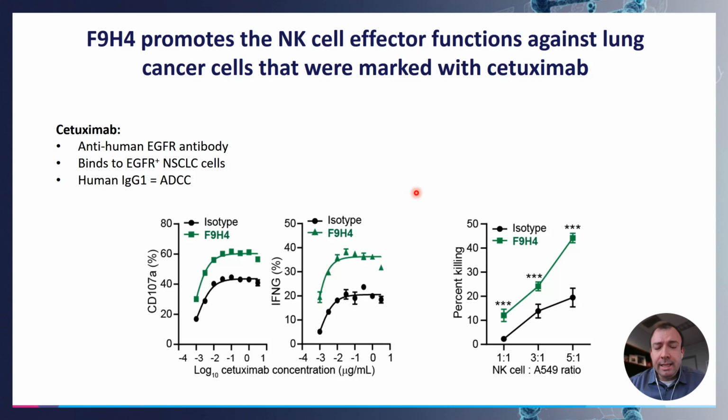Well, CD16A is the receptor that triggers ADCC. And since we are increasing the amount of CD16A on the surface of NK cells, the logical consequence is that they can kill tumor cells better by ADCC, which is exactly what we see here. We used cetuximab as the opsonizing antibody, and you can see how well NK cells degranulate against tumor cells that were coated with cetuximab and treated with our antibody. We see more degranulation, more interferon gamma production, and also more target cell killing.